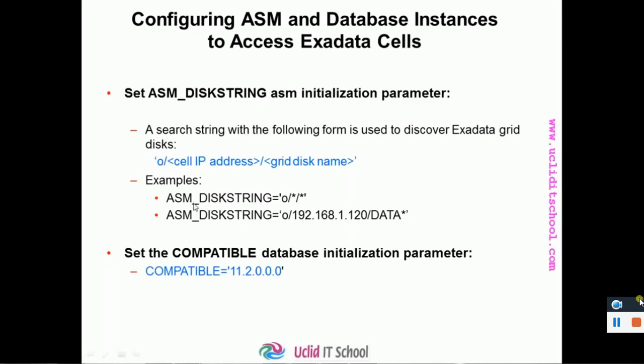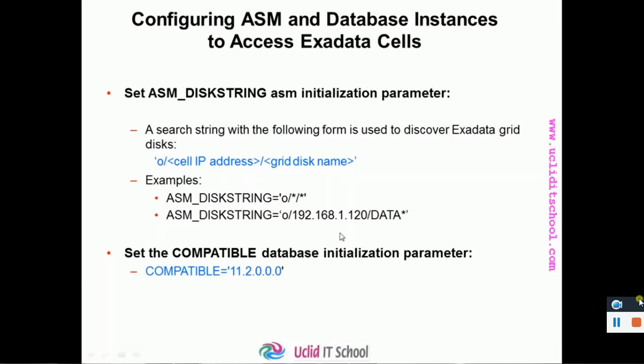Some examples: ASM_DISKSTRING o/*/*. This tells the ASM instance to search every cell. Star means every. So the second field is the cell, and star means on every cell. Then the third field is the grid disk name, meaning every grid disk created on that cell. The default setting will be like this only: ASM_DISKSTRING equal to o/*/*, meaning every grid disk created on every cell should be detected.